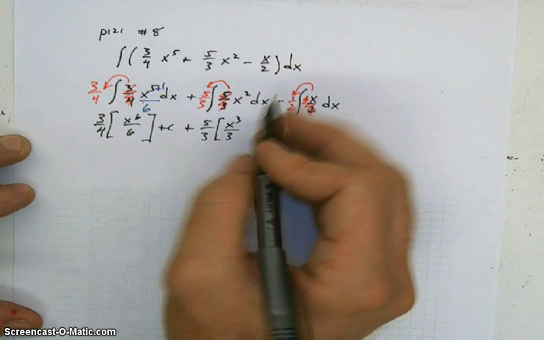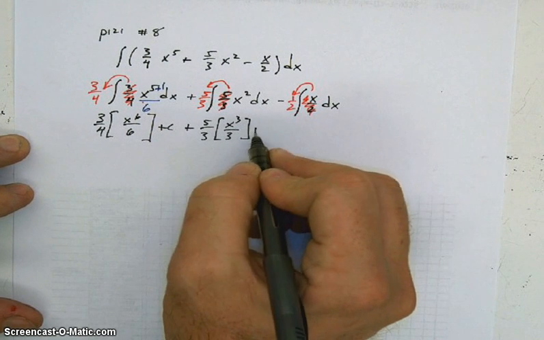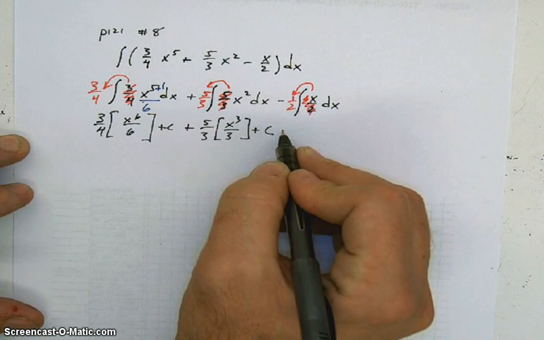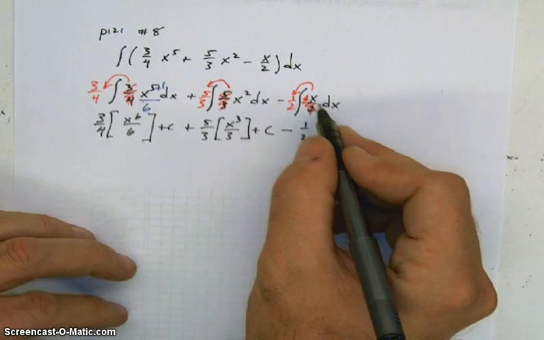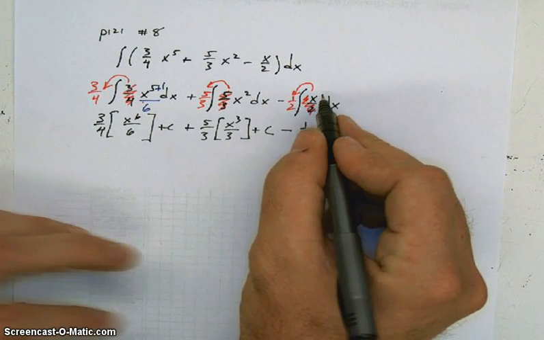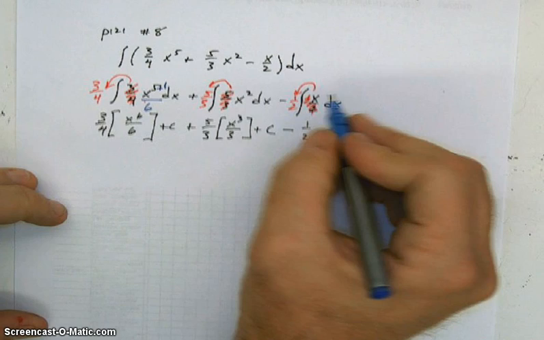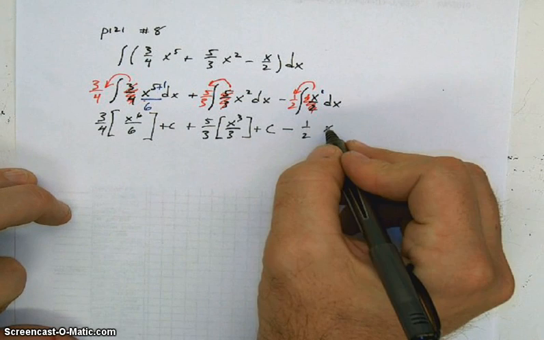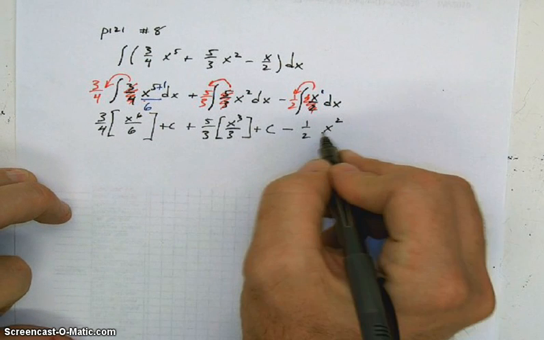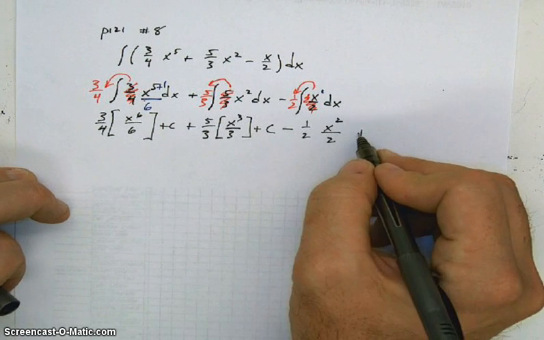You should know by now. Plus a constant. And finally minus 1/2 times the antiderivative of x dx, which is, this is x to the 1st power. So what we'll do is add 1 to the power, making it x squared, and divide by the new power, which is 2, plus a constant.